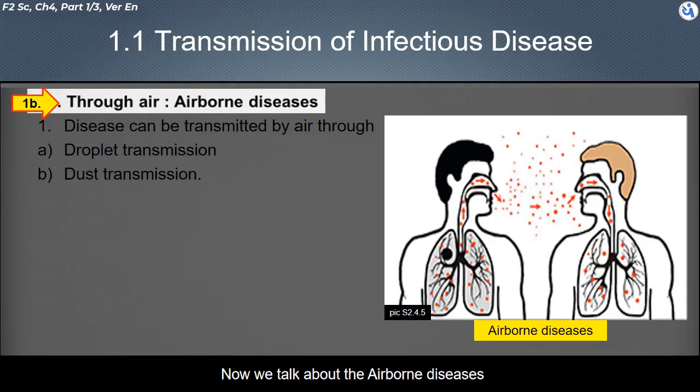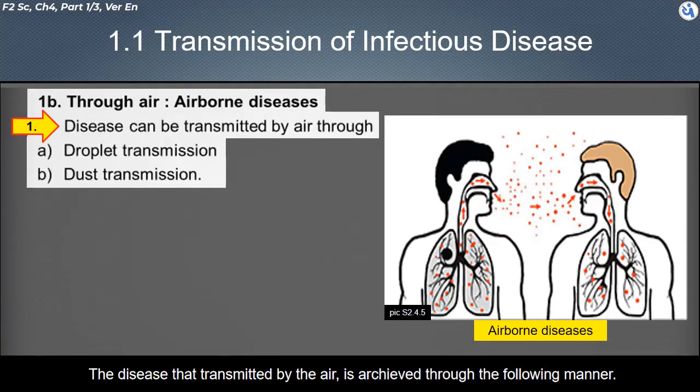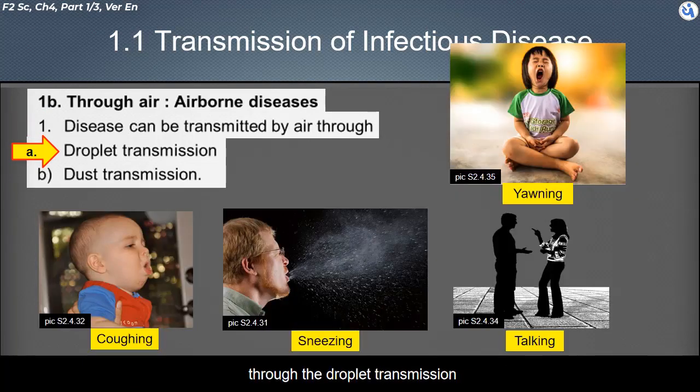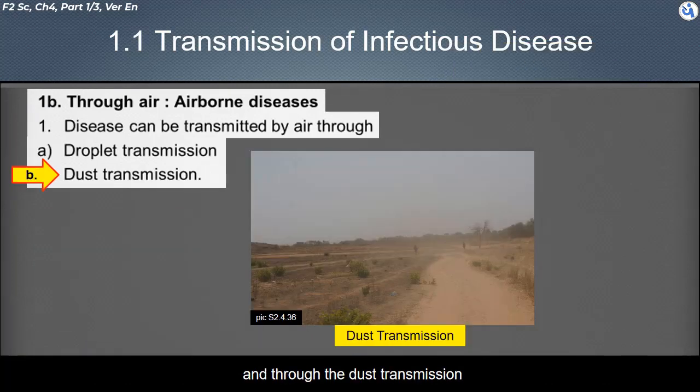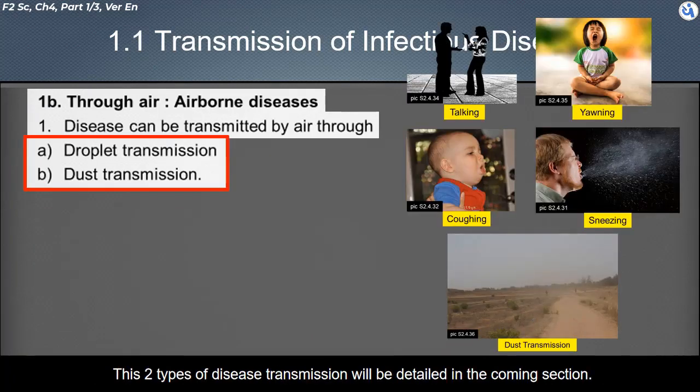Now, we talk about airborne diseases. The disease that is transmitted by the air is achieved through the following manners: through droplet transmission and through dust transmission. These two types of disease transmission will be detailed in the coming section.